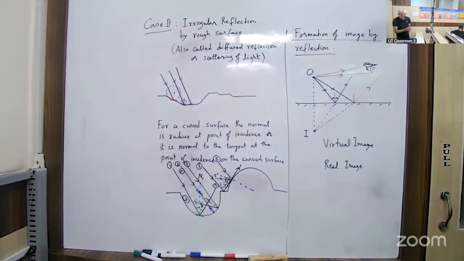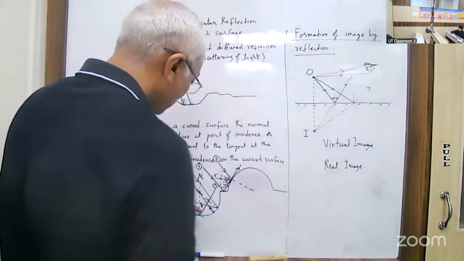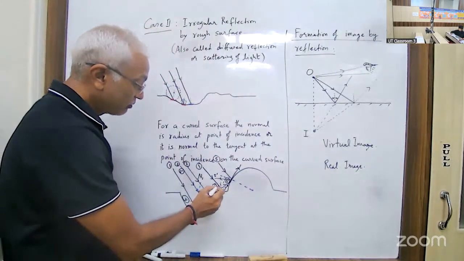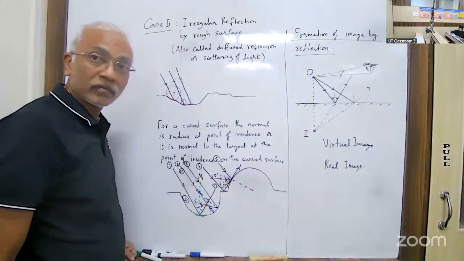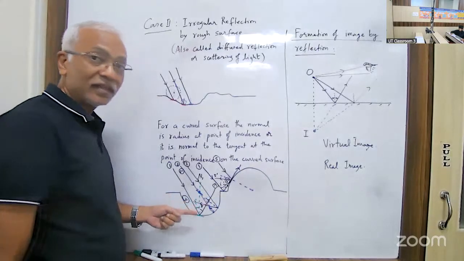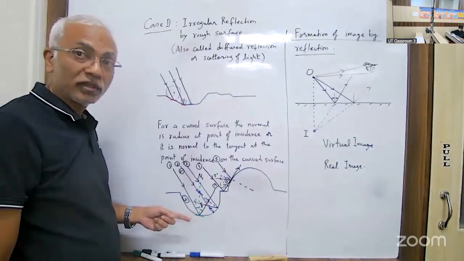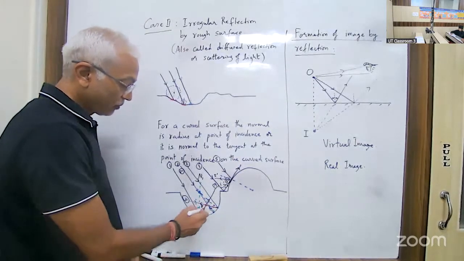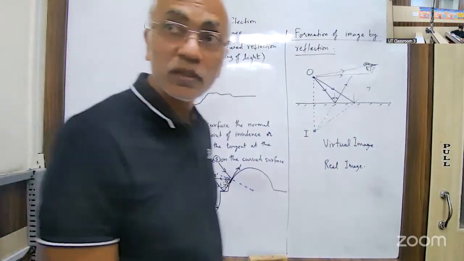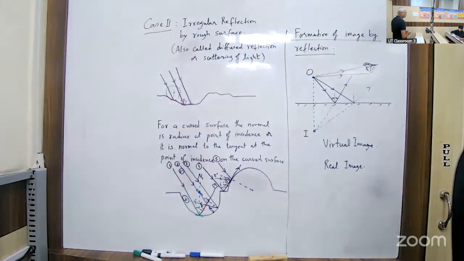So where is the real image? A real image is formed when the reflected rays meet each other. Now look here. Can you see here? Reflected rays 1 dash and 3 dash are meeting at this point. When the reflected rays actually intersect each other, this is where the image will be formed. That is called a real image.